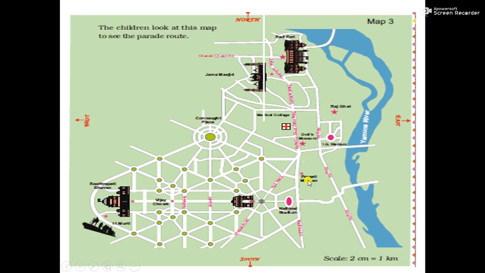Here is map number 3. We have to look at this map and answer the questions. Here, if we measure the way with the scale, then every 2 centimeter will be equal to 1 kilometer, and 1 centimeter will be equal to half a kilometer. Half a kilometer means 500 meters. Okay children, and 4 centimeter will be equal to 2 kilometers. Let's look at the question answers.